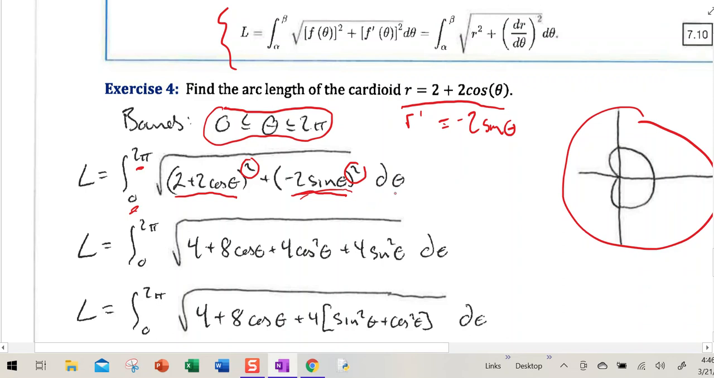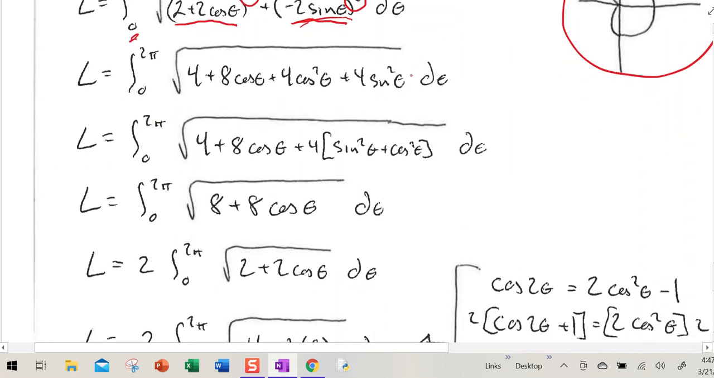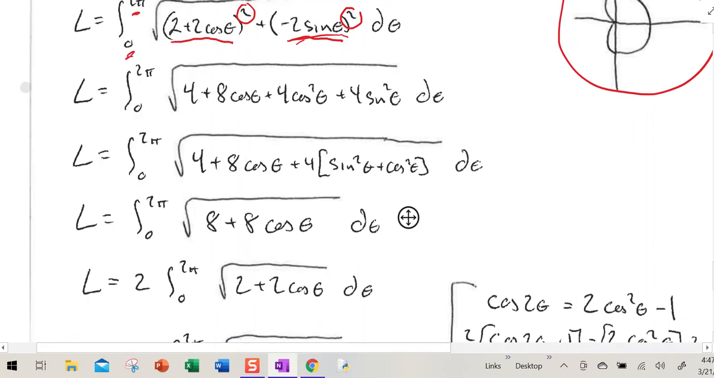Now comes a little bit of algebra. We need to expand both of these. And so we take 2 plus 2 cosine theta squared, which is going to be 4 plus 8 cosine theta plus 4 cosine squared theta. Negative 2 sine of theta squared is 4 sine squared theta.